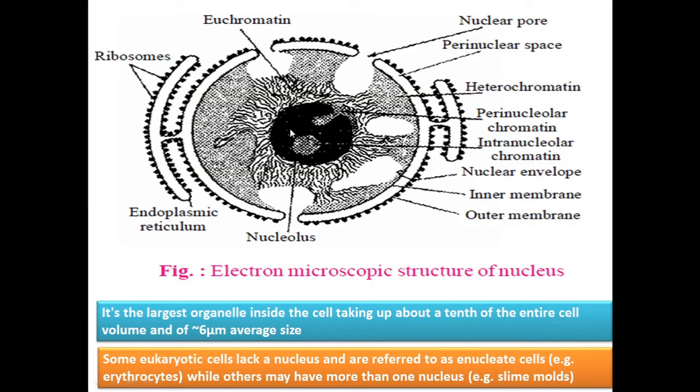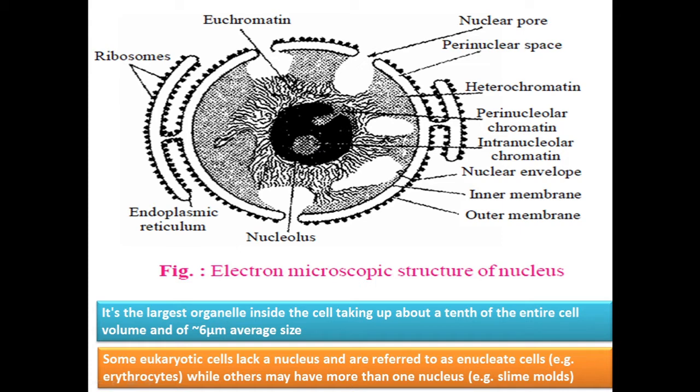The dense portion is the nucleolus, and the chromatin surrounding the nucleolus is known as perinuclear chromatin, and whatever chromatin is present inside the nucleolus is known as intranuclear chromatin. So the chromatin material which is surrounding the nucleolus is perinuclear chromatin, and that which is inside the nucleolus is intranuclear chromatin.